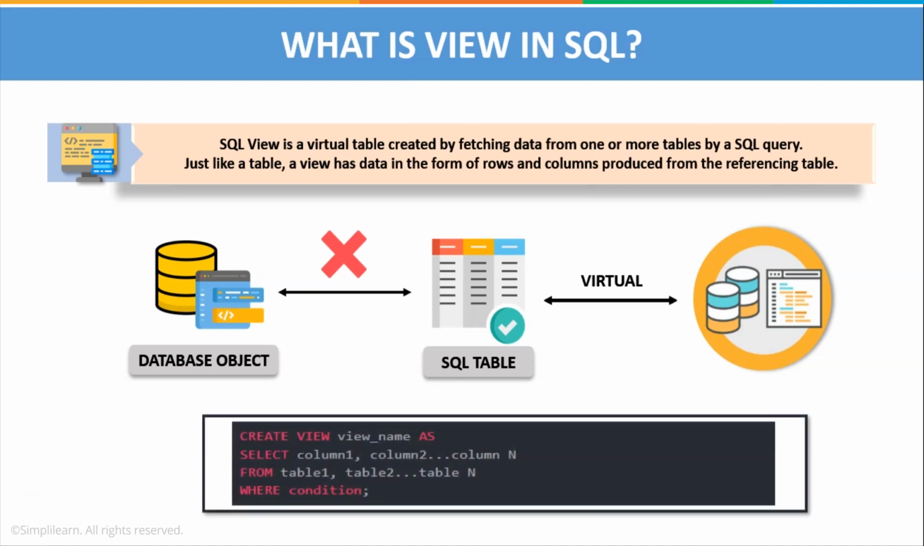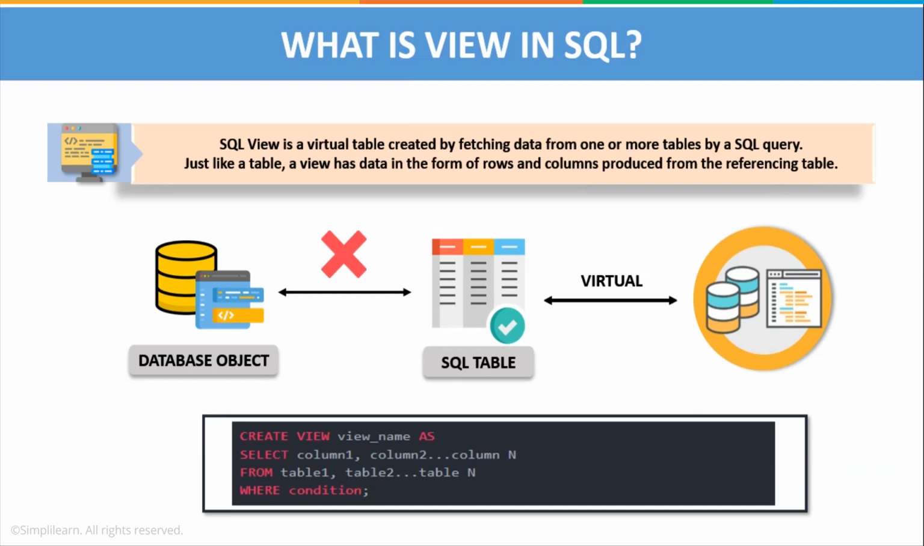Let us now understand this syntax. Views in SQL are created with the CREATE VIEW syntax, and creating views in SQL is very simple. Following is the basic syntax to create a view in SQL, and it is followed as CREATE VIEW view_name AS SELECT column1, column2, up to column n FROM table1, table2, up to table n WHERE condition. Now to see the data in the view, we can query the view using the following select statement.